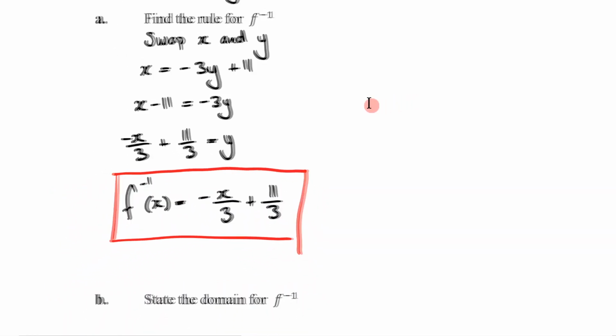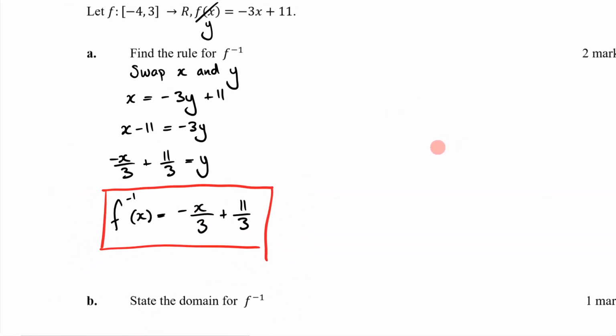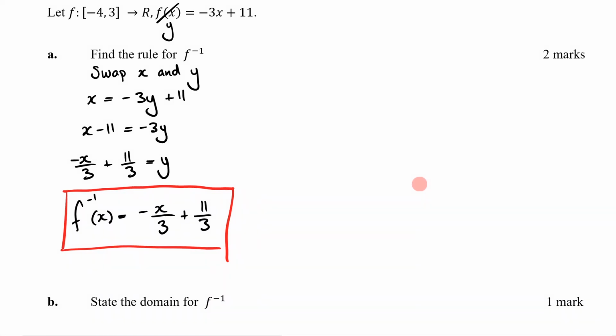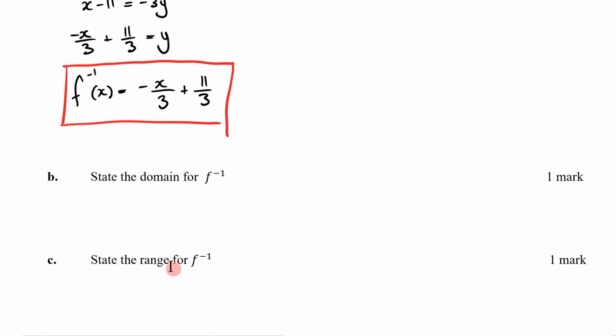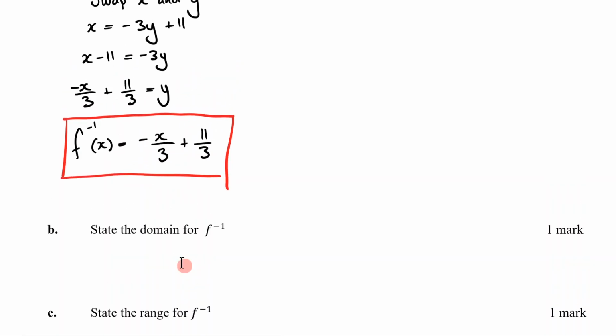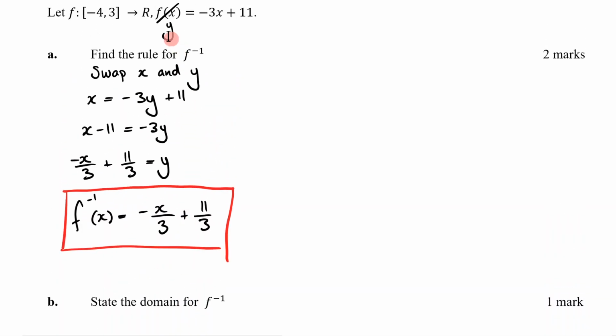Okay, let's now zoom out and figure out what the next thing we have to do is. So for part B now, we need to state the domain of the inverse. And for part C, we have to state the range of the inverse. Now, to do this, what's really helpful is if we have the domain and range of our original function. We have the domain of our original function, so let's figure out what the range of our original function is going to be.